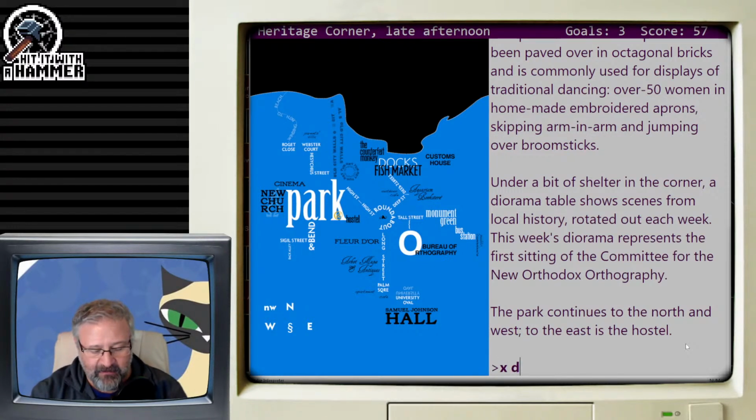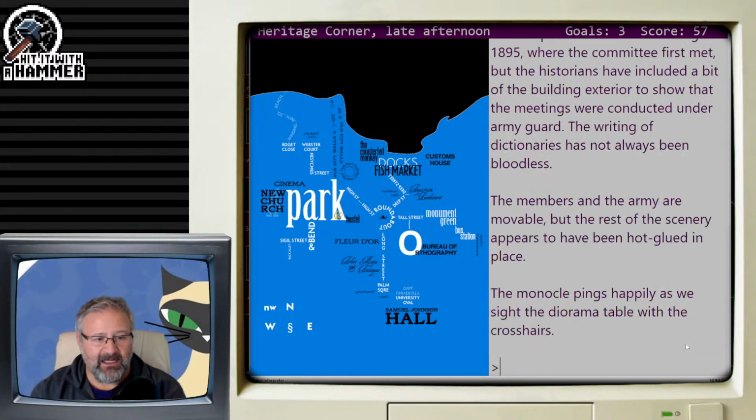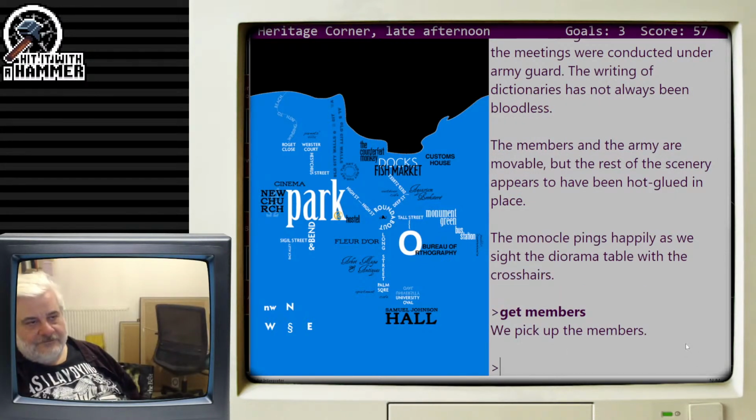So if you look at the diorama, a patriotic scene is set against the backdrop of the Bureau's building circa 1895, where the committee first met, but the historians have included a bit of the building exterior to show the meetings were conducted under army guard. The writing of dictionaries has not always been bloodless. The members and the army are movable, but the rest of the scenery appears to have been hot glued in place. So there's members here. We can pick up the members.